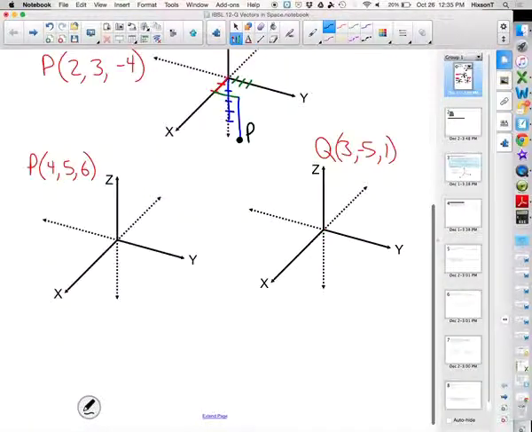Let's try another one here. Let's say 4, 5, 6. So on the x-axis, 1, 2, 3, 4. Here's a length of 4. On the y-axis, we want 1, 2, 3, 4, 5. So here's our length of 5, and we're going to go from where we ended up. Notice again, parallel to the y-axis. And then finally for z, 1, 2, 3, 4, 5, 6 in the z direction. That's how far it should be. So I'm going to measure that from where I left off. And now we have our point P.